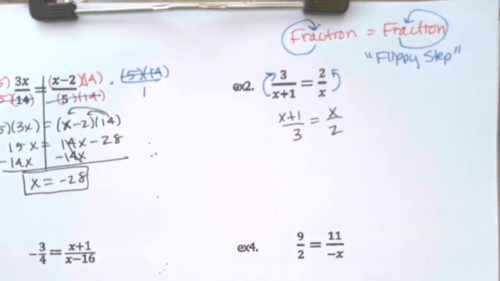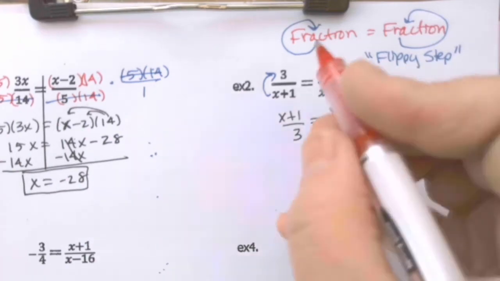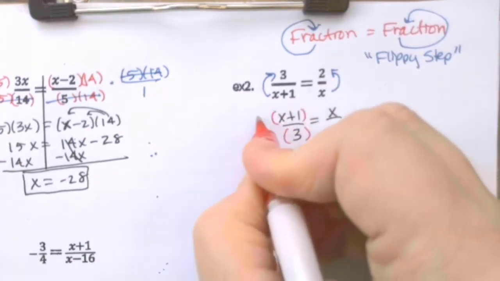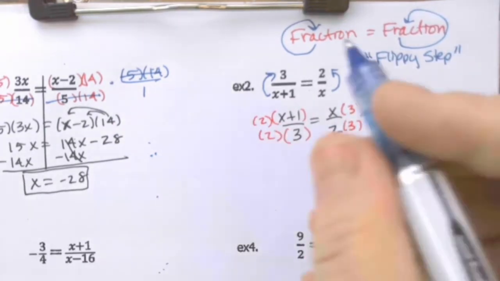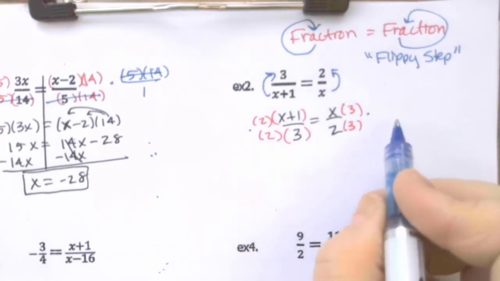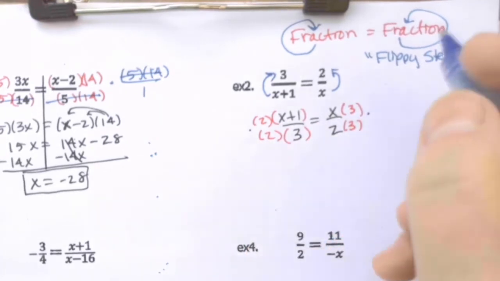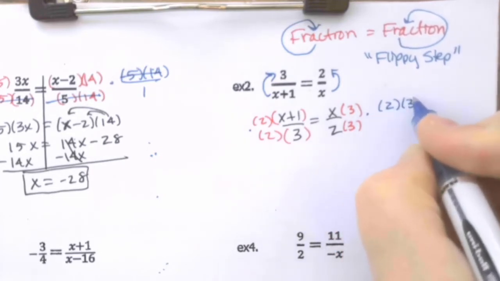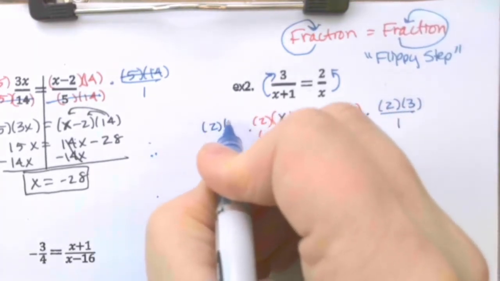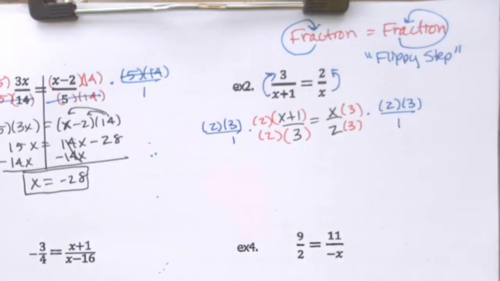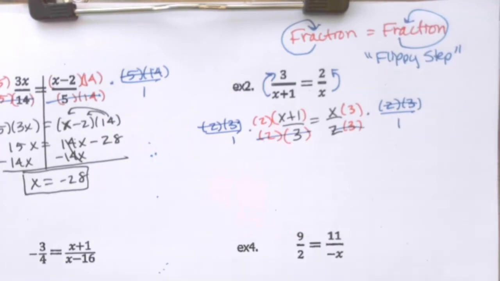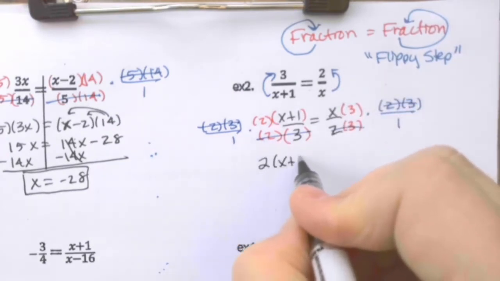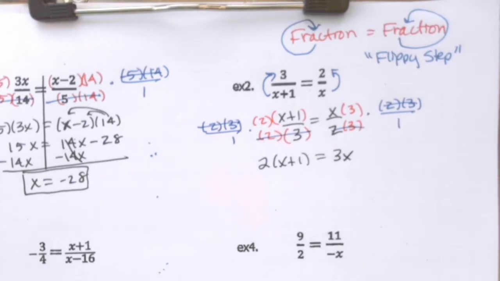Now we need to get rid of the fractions, so we're going to do the same thing we did before, make a common denominator and get rid of it. So we're going to multiply the left by 2 over 2, multiply the right by 3 over 3. And most of you are just going to cross the bottoms out at this point, but this is notes. So you're technically multiplying by 2 times 3 over 1, the denominator over 1. And that's why the bottoms cancel out. So now you've got 2 times x plus 1 equals 3x.